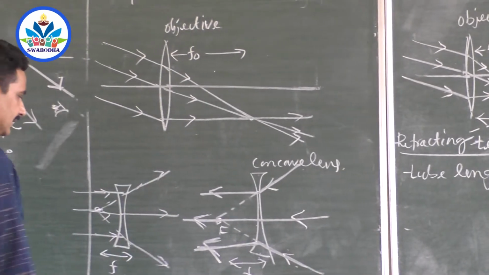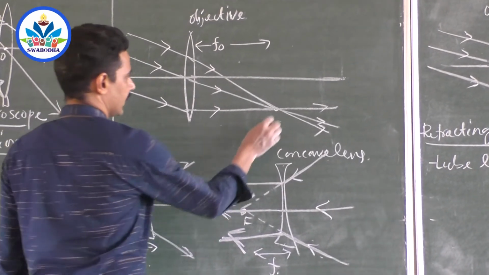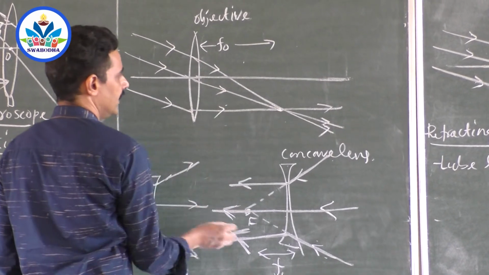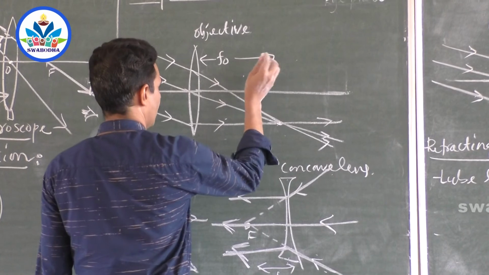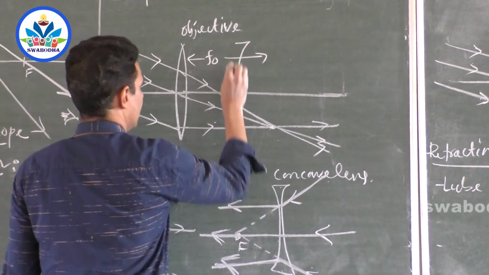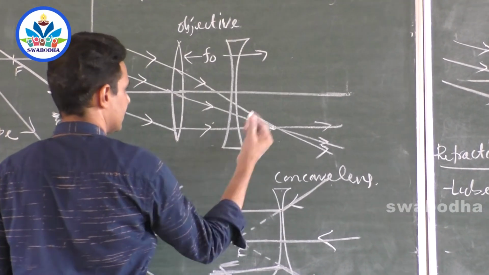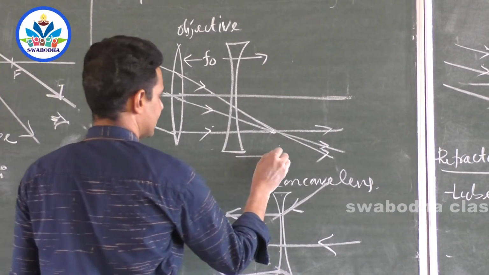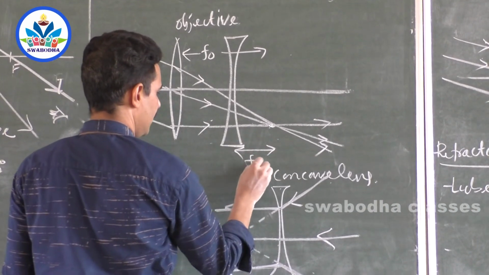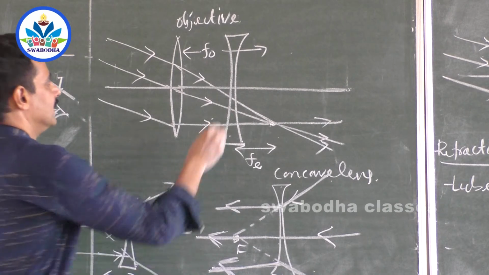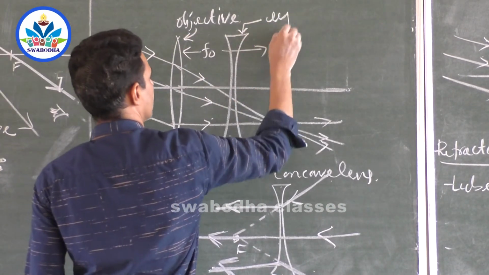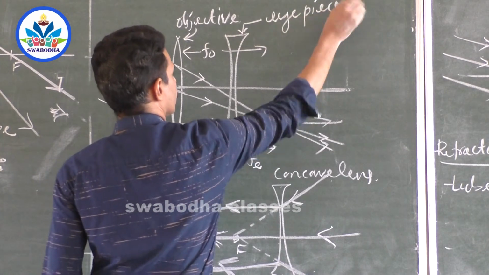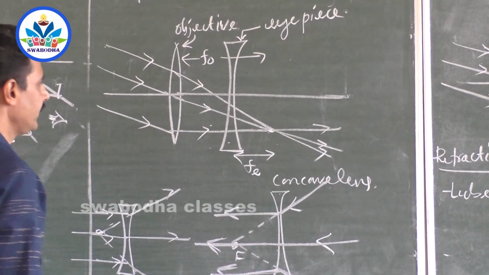Sir, how can I do that, sir? What I can do is, rays are getting focused here. Before they get focused here, I'll place a concave lens like this. I'll place a concave lens in such a way that this is exactly the focal length of the eyepiece. This lens is the eyepiece and this is the objective. Now what will happen to these rays?